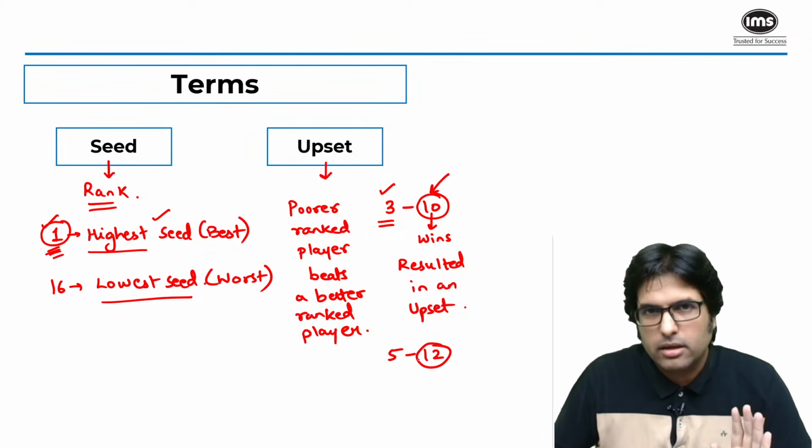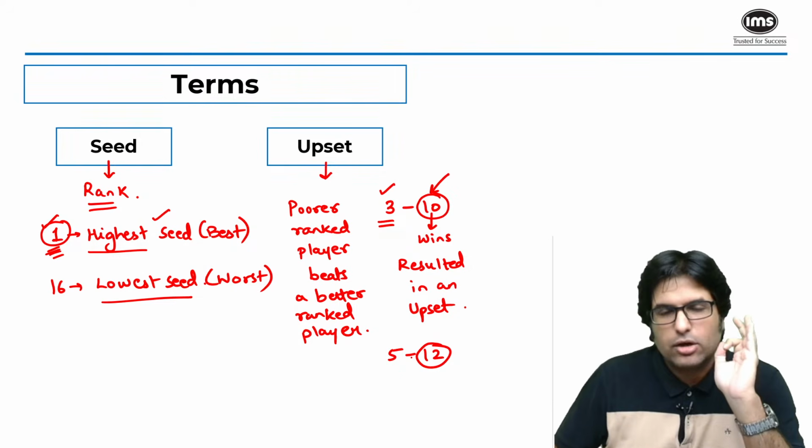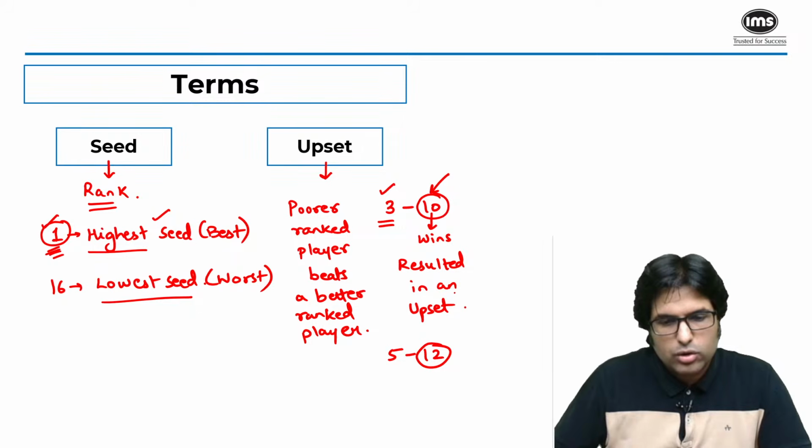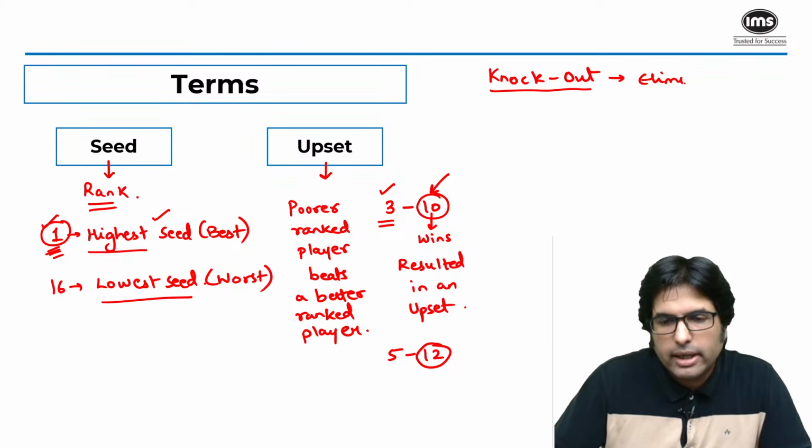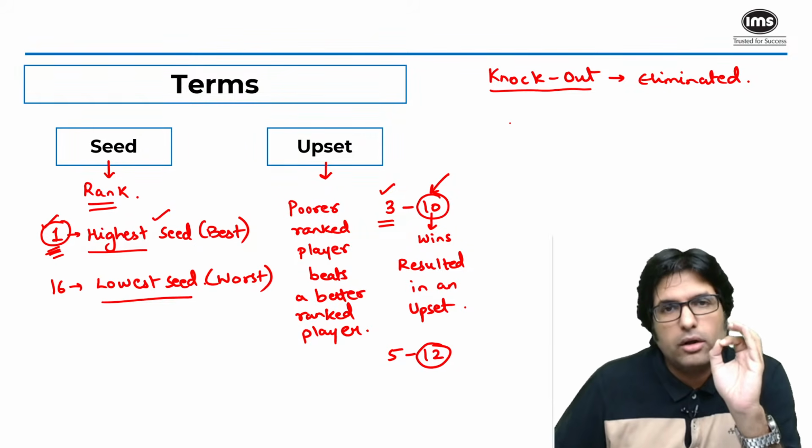So player rank 10th should win, so that we would call it an upset. So now upset as a term is clear. Seed as a concept is clear. Now let's also understand, what do you mean by a knockout tournament? So understand, when we say knockout, the meaning of this term is getting eliminated. So why is it called a knockout tournament?